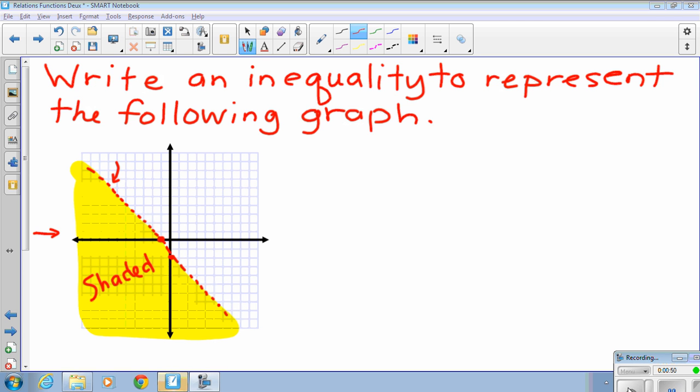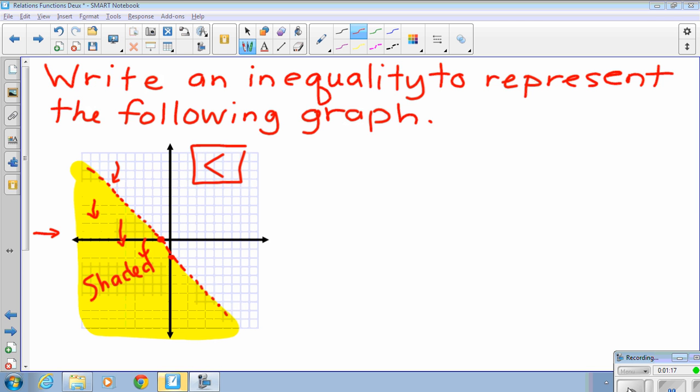So this being a dotted line means that this is either a greater than or a less than inequality, because the line is not included in the solution. And we have to look at where the shading is. The shading is actually happening below the line, which means this is a less than inequality. So we're going to have to come up with an inequality that actually includes the less than symbol.